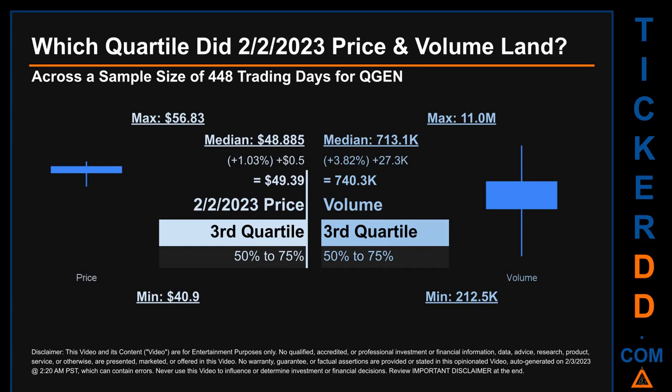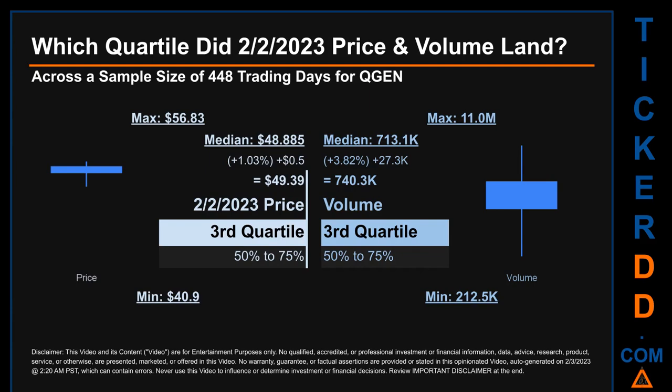Which quartile did the 2nd of February 2023 price and volume land? Across a sample size of 448 trading days, the maximum end of day price for QGEN was $56.83 while the minimum was $40.90. Within that price range, the 2nd of February 2023 price, of $49.39, landed within the third quartile, placing it within the 50% to 75% range of all sampled end of day prices. The day's volume landed within the third quartile, that is within the 50% to 75% range of all sampled daily volume, which saw a max daily volume of 11 million and a minimum of 212.5 thousand.